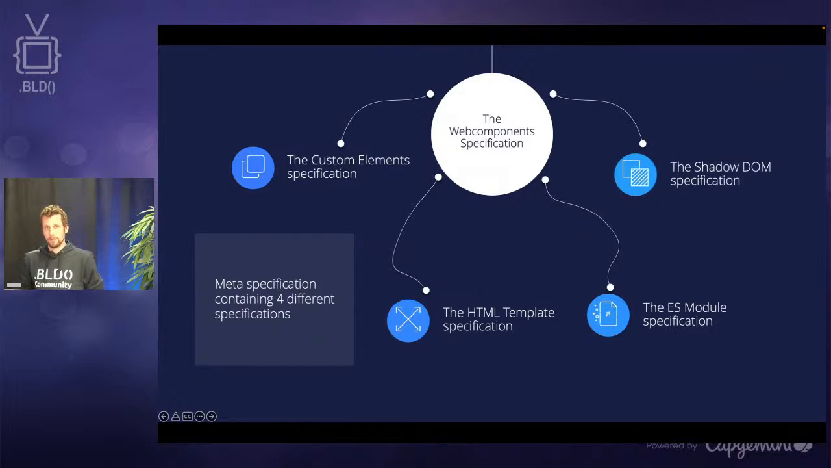Looking at the Web Components specification, what is it? It basically is a meta specification which contains 4 different other specifications. The Custom Elements specification, the Shadow DOM specification, the HTML template specification, and the ES module specification. In the next slides, I will go deeper into these 4 different specifications.